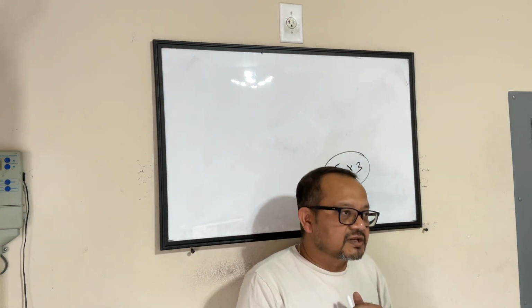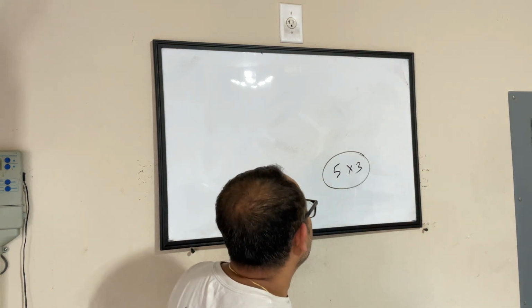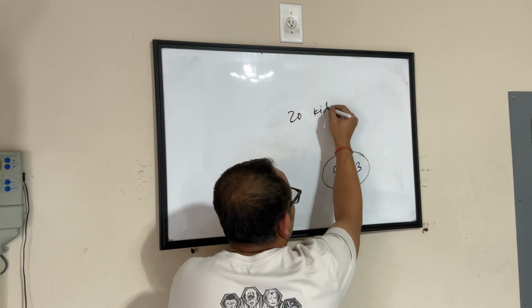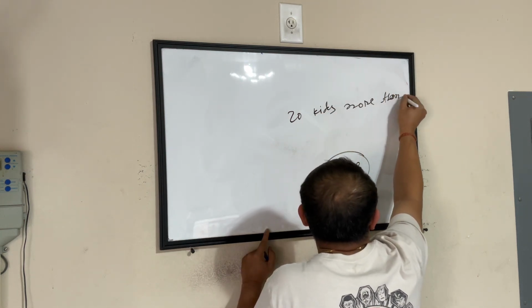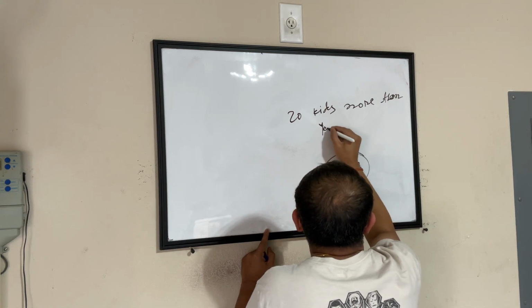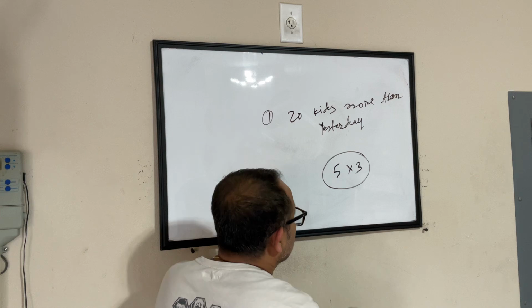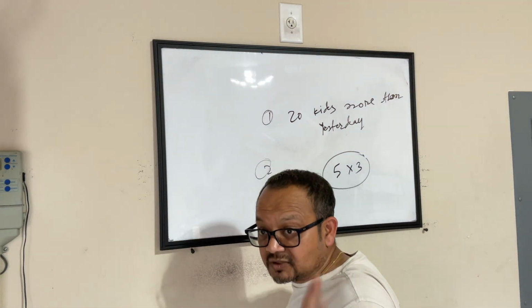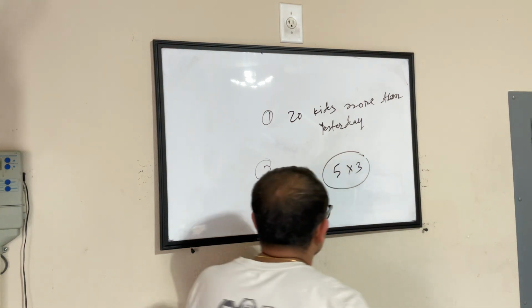I'll just conclude this class with this point. I mentioned that I have 20 kids more than yesterday. Today we have 20 kids more than yesterday. Second point, Advik, you guys have to sit down here. No parallel business. Just wait for your turn. We'll start the class in 2 minutes.